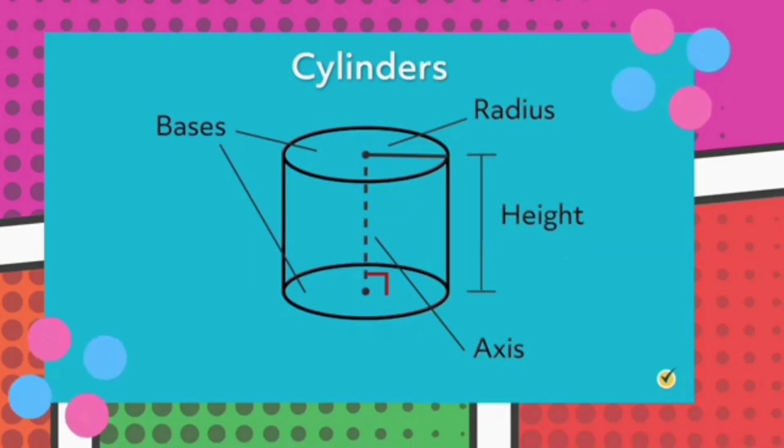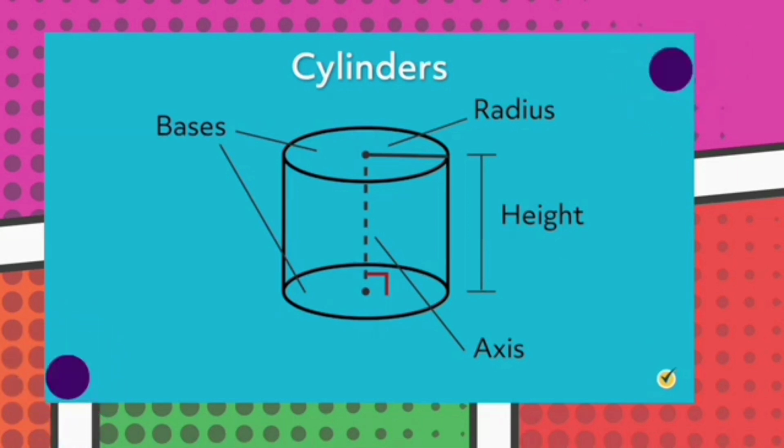Next, let's learn about a cylinder. A cylinder has two flat circular surfaces at the top and the bottom, and a curved surface at the middle.